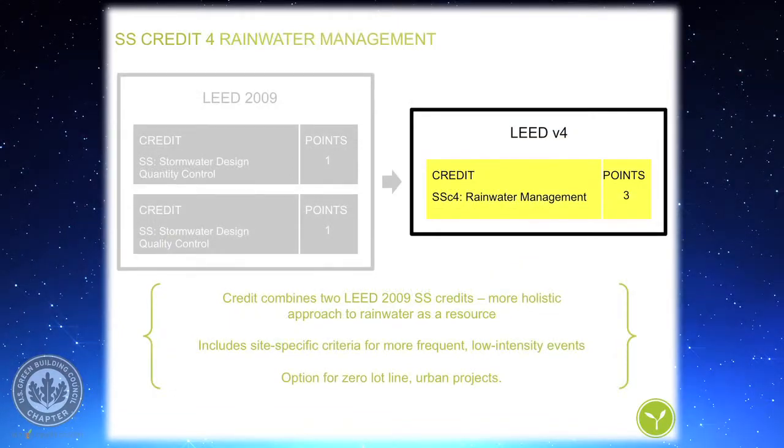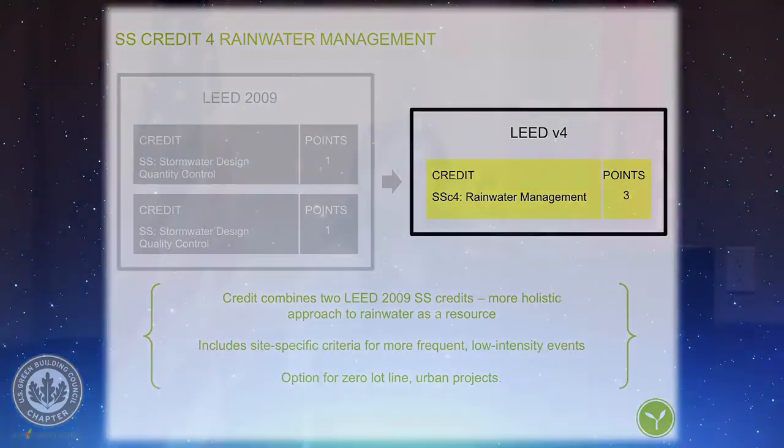We've combined both of the stormwater management credits into one rainwater management credit that's more holistically looking at rainwater as a resource. So here we're going all the way up to the 98th percentile rainfall event, which includes the high frequency, low impact events in addition to the low frequency, high impact events. Again, recognizing rainwater as a resource and something that can serve your site. And then we have another option that we've added for zero lot line projects to help make the requirements a little bit more clear for them.